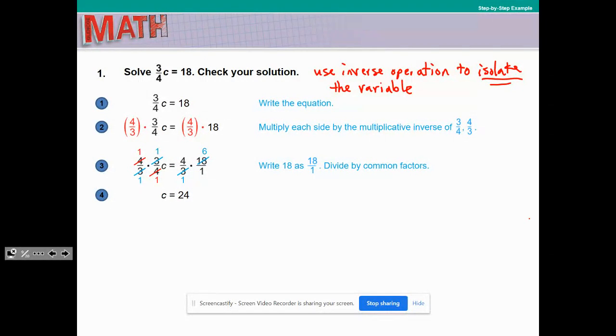Okay, now comes the check. This is the part that nobody likes to do, but it helps make sure that you're on the right track and that you're doing things correctly. Right? So what is a check? A check, you're going to label it, then you're going to write the original equation down.